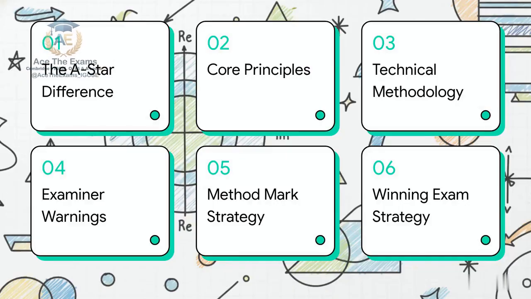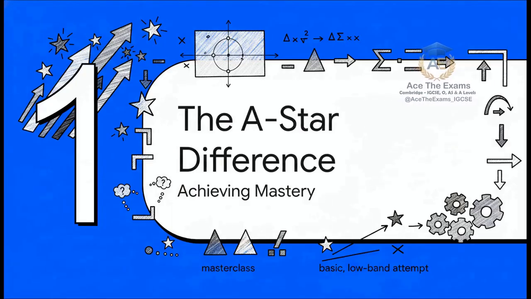Here is our roadmap for today's kitchen audit. We'll go from the A-star difference and core principles, through the technical methodology and examiner warnings, all the way down to method mark strategy and our final winning exam strategy. Section 1. The A-star difference.